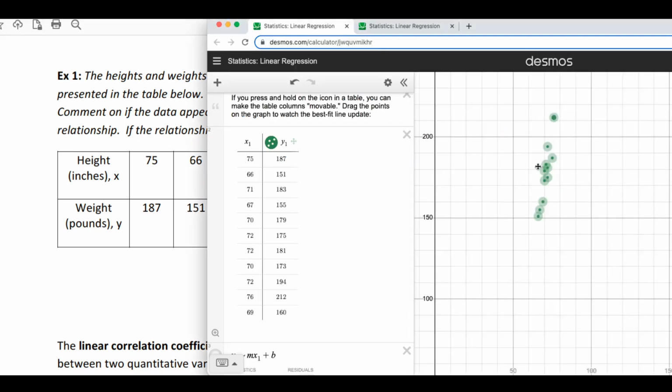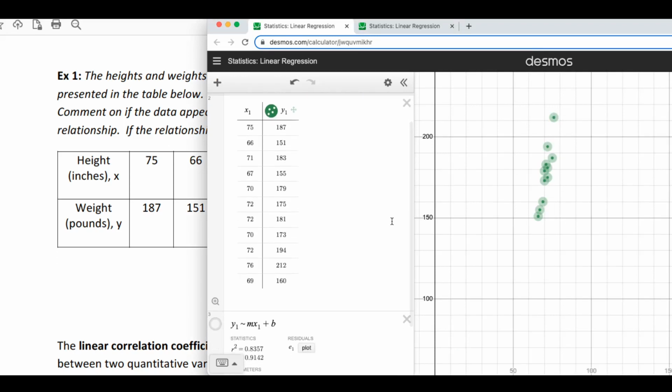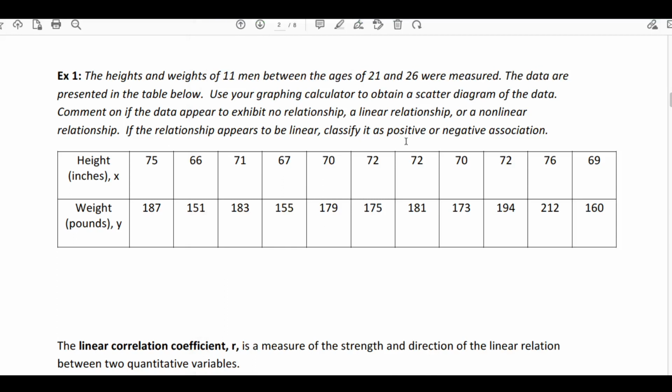So here it appears that it's linear, right? Not only that, it's also positive. As x increases, y increases, which means the slope is positive. So here we can say that this is a positive linear association.